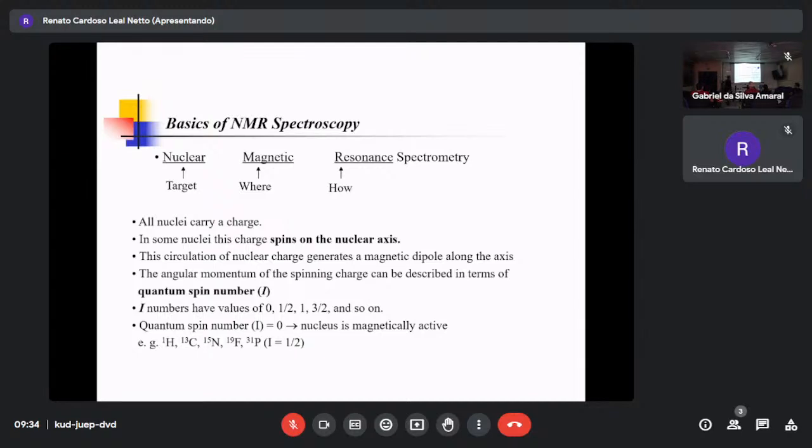NMR targets only the nuclear, not electrons, not protons. And magnet: we need the magnet because we cannot detect this frequency otherwise. This one should be in the magnet, right? And then what's the mechanism? Resonance. What is resonance? In chemistry or physics, what's the meaning of resonance?